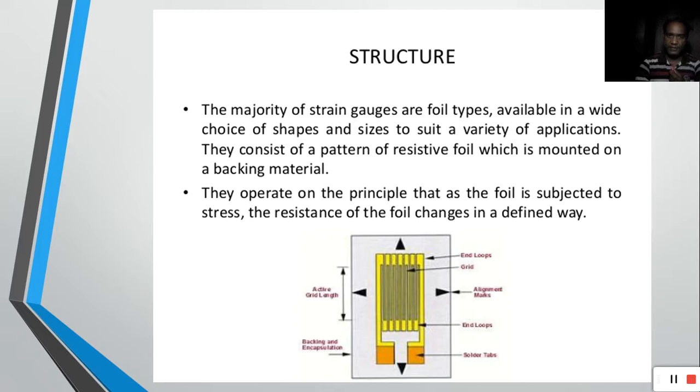Here a thin strain gauge is shown in the figure, where it has the end loops, a grid of wires, alignment marks and solder tabs.